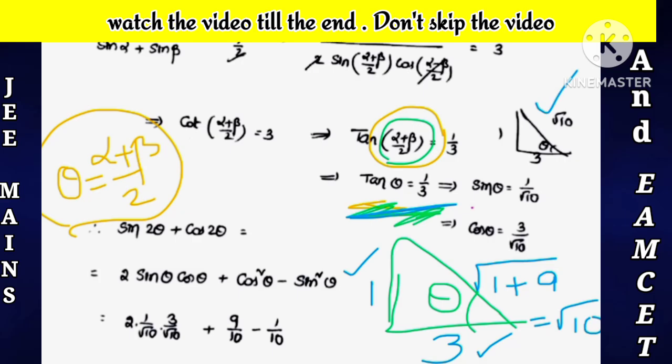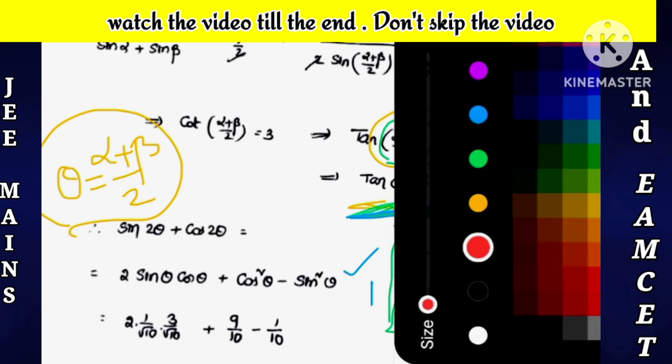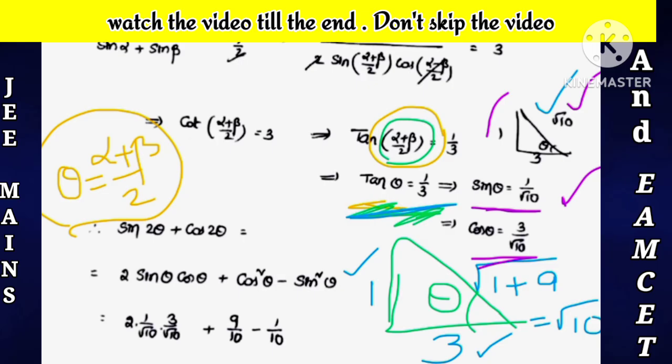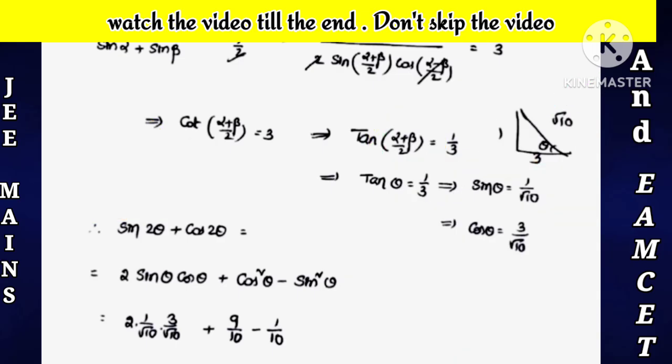Now take the values of sin theta and cos theta. What is the sin theta formula? Opposite by hypotenuse, 1 by root 10. And what is the cos theta value? Adjacent by hypotenuse, that is 3 by root 10. Okay, so these are the values of sin theta and cos theta.